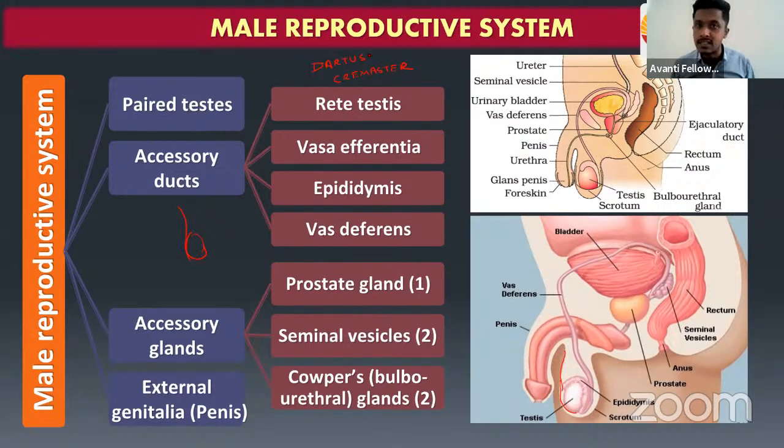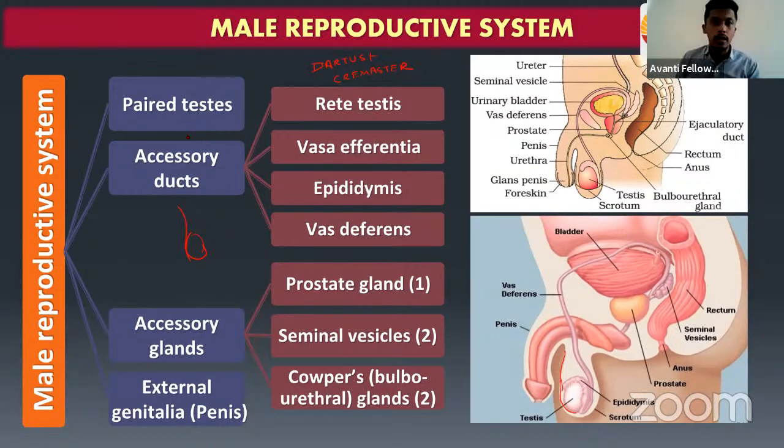These both muscles, dartos and cremaster, help in ascending or descending of the testis based on the external environment. If it is too cold, the testis will ascend closer to the abdomen so that it becomes warmer. If it is too hot, the testis will descend downward, and the scrotum also becomes loose so that it cools down and reduces the temperature. This temperature is very essential because it promotes spermatogenesis.